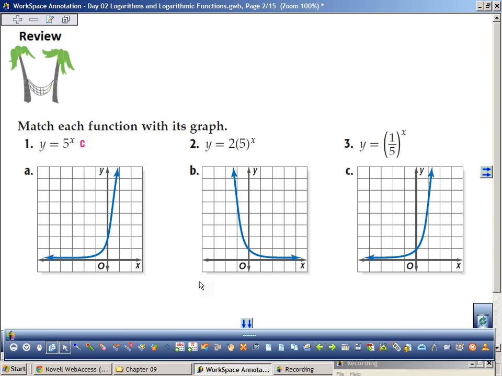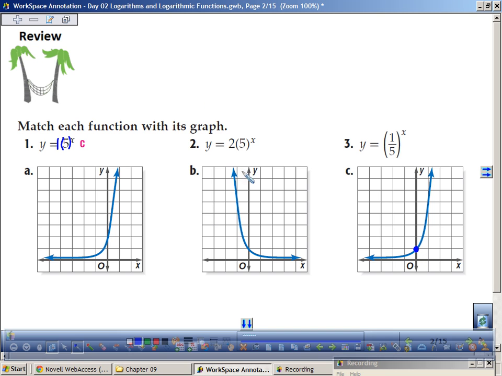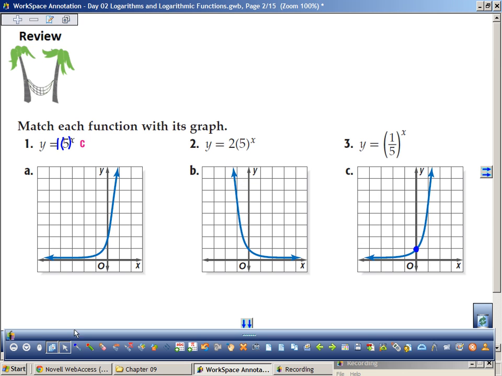What makes number 1 C? There's the 1 times 5x, and the 1 would be the y-intercept. That's in front of that 5. Perfect. And you got a y-intercept there. All right. What about number 2? A. Good.